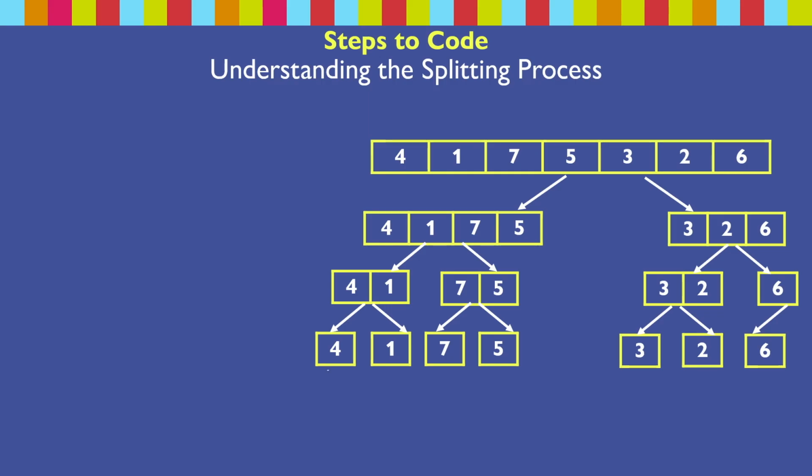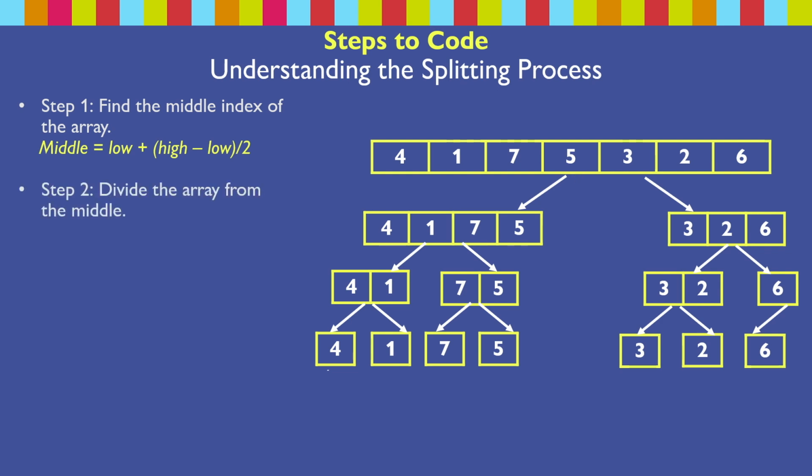So let's understand the divide component of divide and conquer approach. This is the first step of merge sort. Now here in the splitting process, in step 1, we find the middle index of the array. So this is the array that we have and we find the middle index. In step 2, we divide the array from the middle point into left and right arrays.